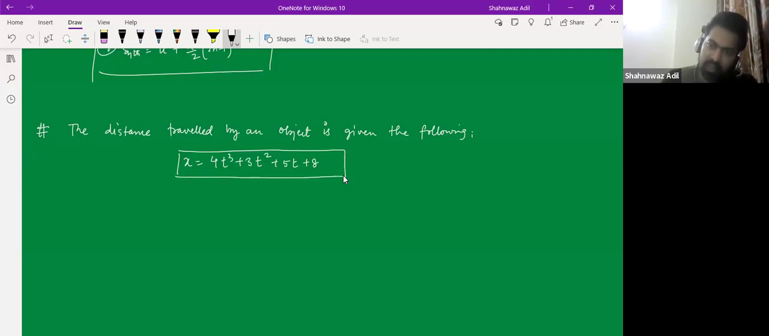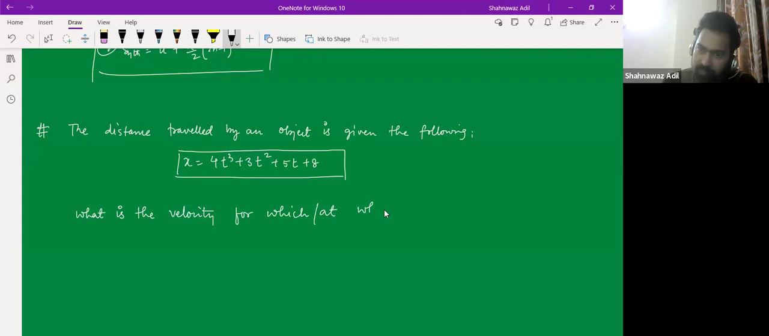And then they will ask you what is the velocity at which acceleration becomes zero. So what is the time and what is the velocity at which acceleration is zero? So this is the thing that you have to find out, right?